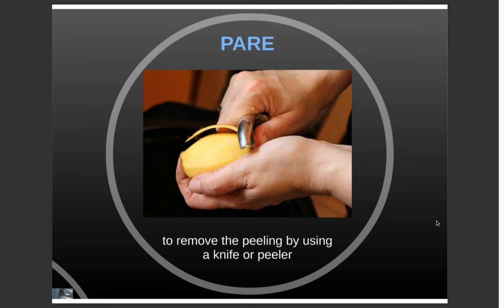Pare is another term for peeling. Literally, we're just going to remove the skin of a fruit or vegetable by peeling, either using a knife or a peeler. But pare is another way we can say it.